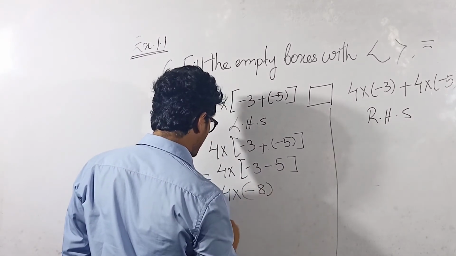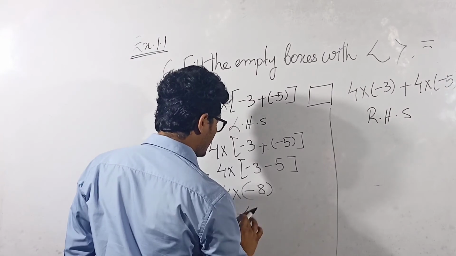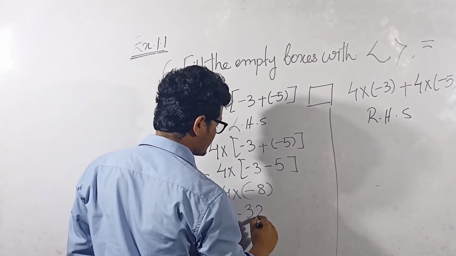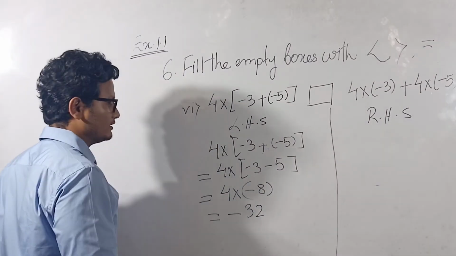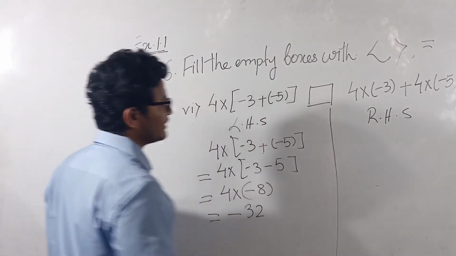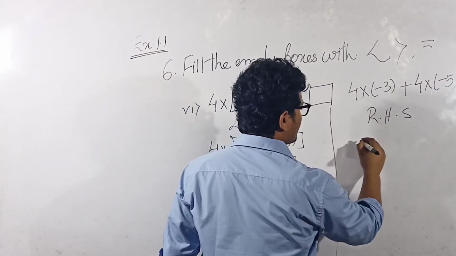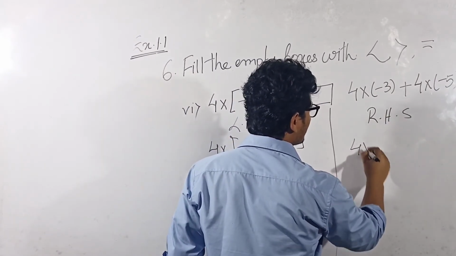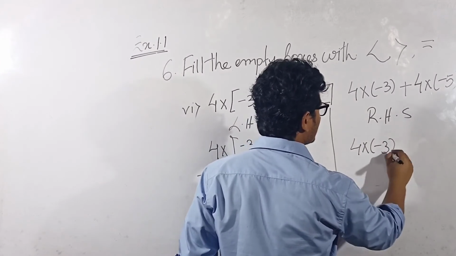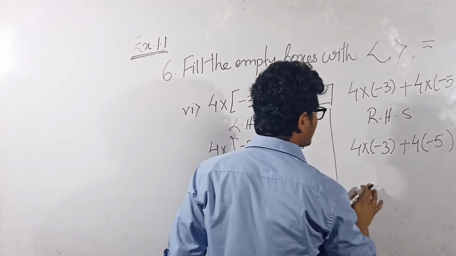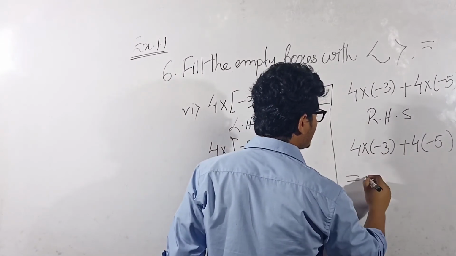is equal to -8 times... what is the answer, 8 fours are 32, right? 8 fours are 32. So it is -32. Now next, if we come to this side, 4 into -3 plus 4 into -5. What answer do we get? What is 4 into -3?